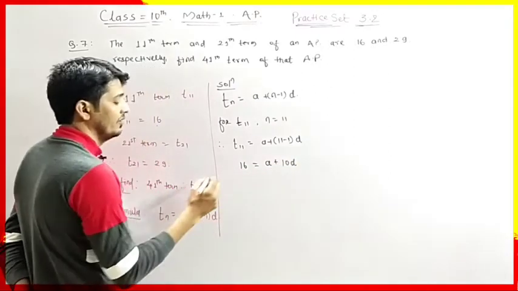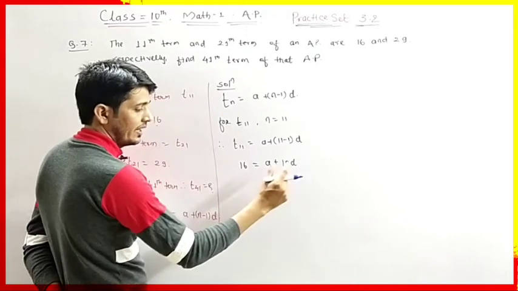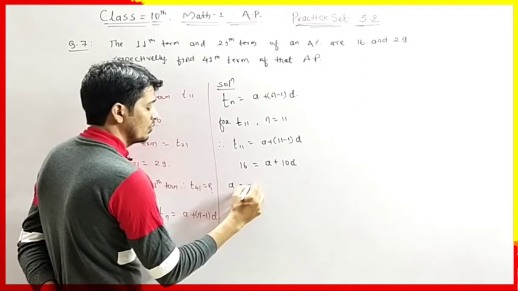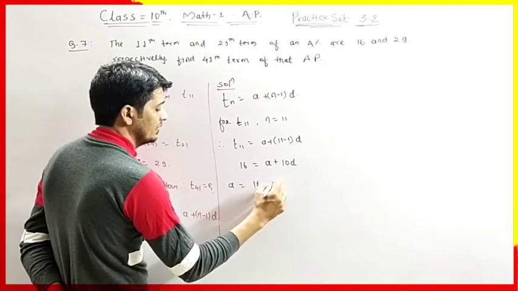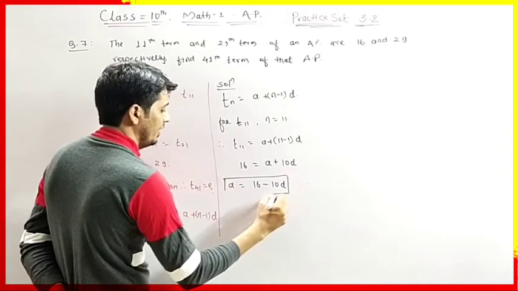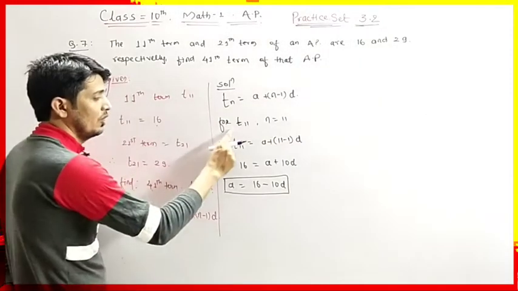It is 10d. If we want to calculate a, we have to transfer this 10d to the other side. So we can write it as a equals 16 minus 10d. Just write it down in brackets. Now that is for the 11th term.